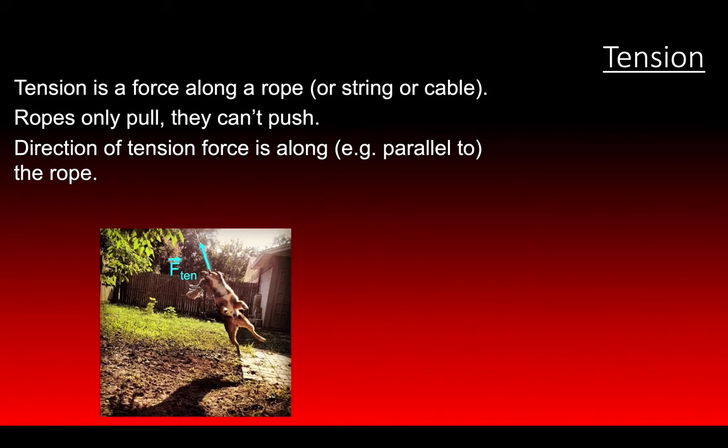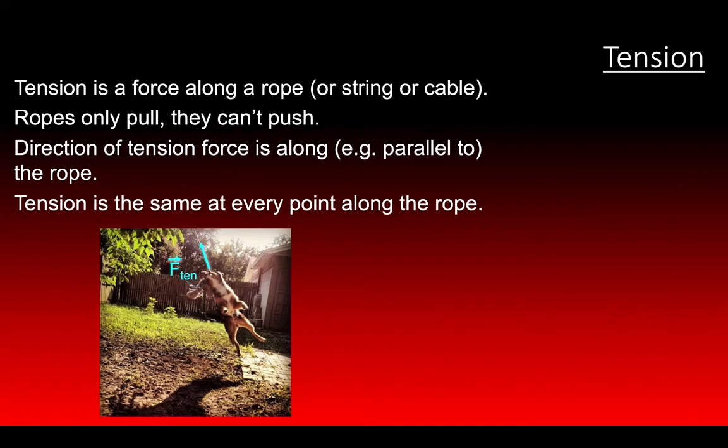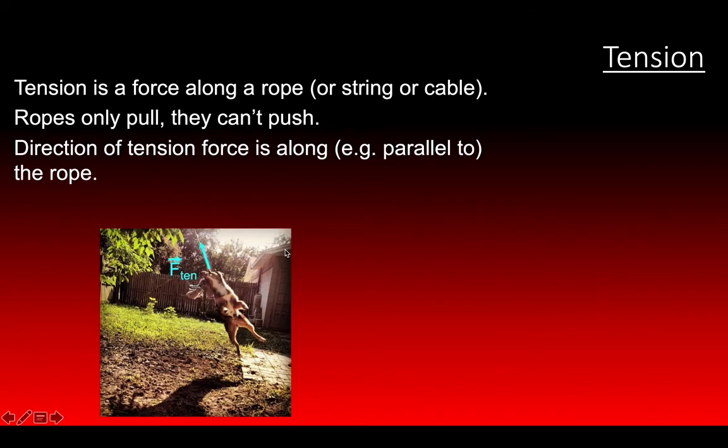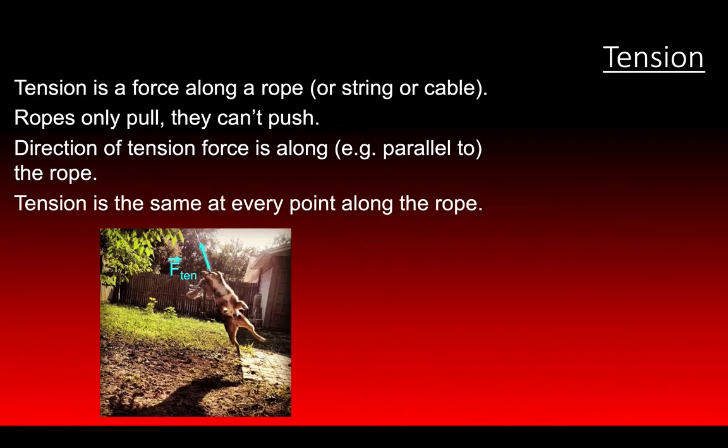The second important principle when thinking about tension involves the strength, or the magnitude, of the tension force. And that principle is that tension is always going to be the same at every point in a rope. So in this picture, the dog is biting the rope. There will be some amount of tension near the bottom of the rope right by the dog's mouth, some amount in the middle of the rope, and some amount up near the top of the rope. And the tension at all of those locations is going to be the same.